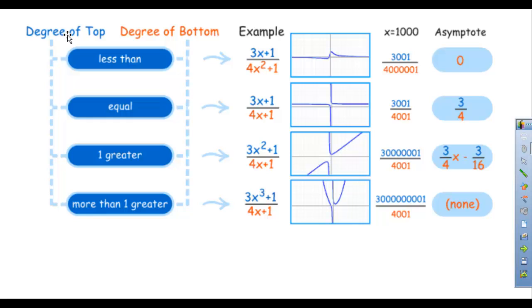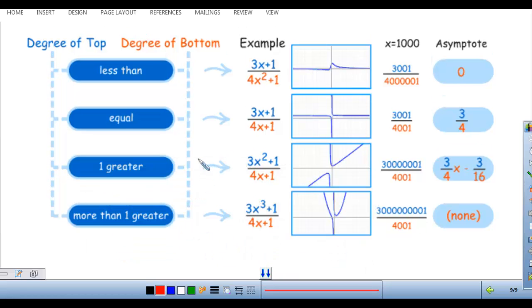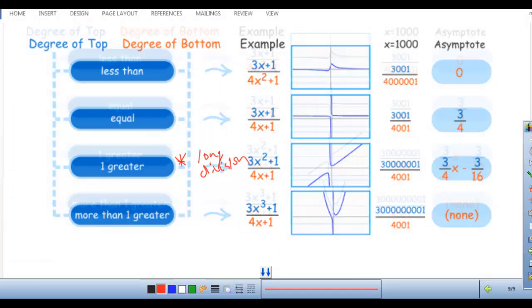So in that first example, you see it's less than, so as your bottom approaches infinity, it becomes approaching 0. The second is when they're equal. You're really just looking at the ratio of the terms. When it's 1 greater, we're going to use our polynomial long division that creates slant or oblique asymptotes. And if it's more than 1, there is no horizontal asymptote, or slant asymptote rather. So again, here's the complex one, uses polynomial long division in order to determine the oblique or slant asymptote.